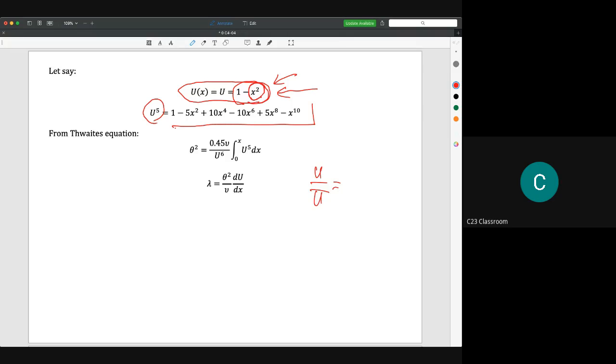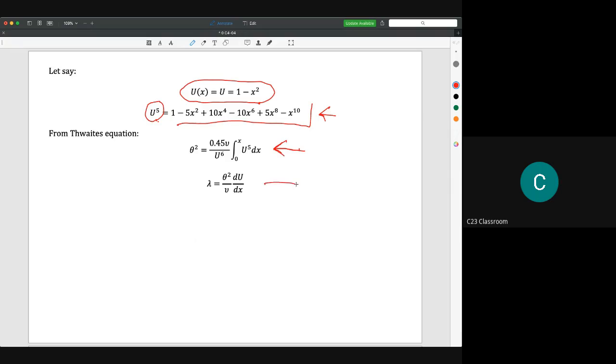Just to make sure that you have an idea of this one. For example, we start with the common velocity profile, which is u equal to 1 minus x squared. Then we have u to the power of 5 in this term, so you need to multiply it 5 times and you will get this one. Then we need to start with this equation. This is the general step. We need to solve this equation, and then finally we need to draw a graph.